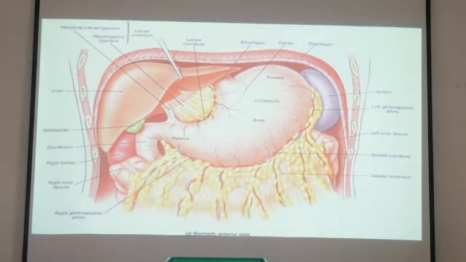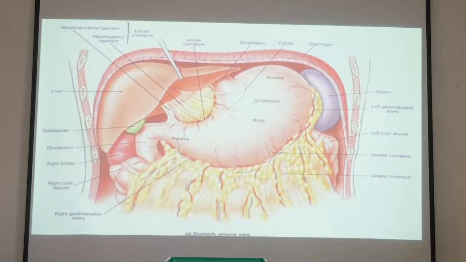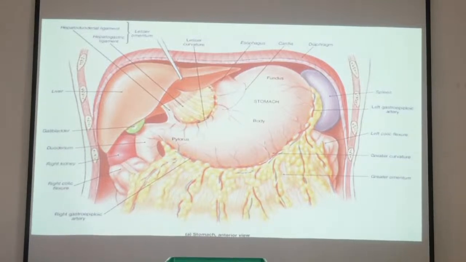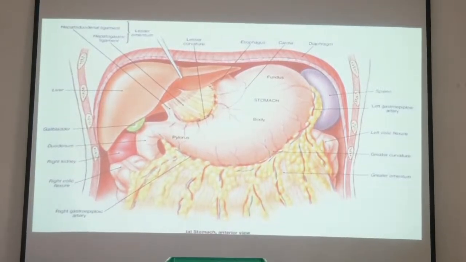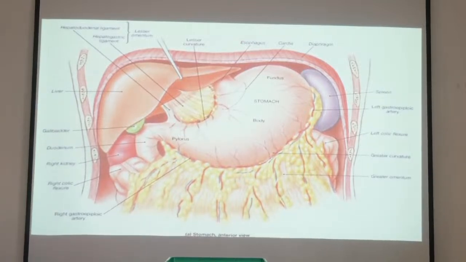See, this one is the lesser curvature; along the lesser curvature, the lesser omentum is attached. Okay, and two gastric arteries are lying along the curvature. This is the greater curvature. Here is the attachment of the gastrosplenic ligament. This is the greater omentum, and here will be the attachment of the gastrophrenic ligament, which is also a peritoneal reflection connecting the stomach with the diaphragm.